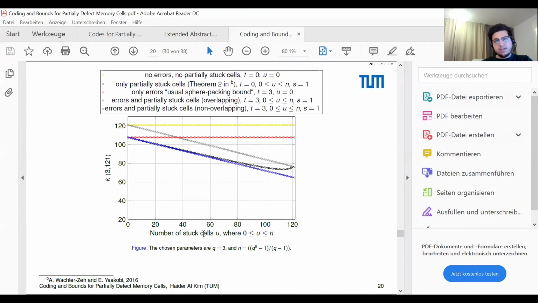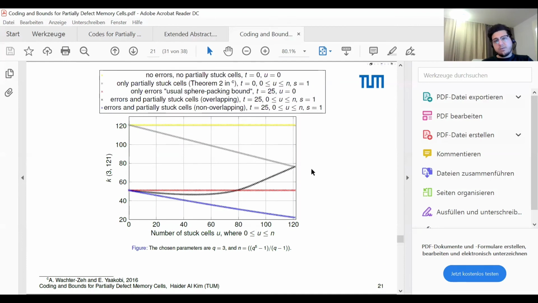As you can see here, it is just decreasing while the number of partials increases, because for sure there is less space between the stack level and the highest level, which is Q minus 1. We consider, for instance, S equal to 1, and in our case the partial stack position, the overlapping case and the non-overlapping case. The non-overlapping is shown here in blue, while the overlapping is shown in black.